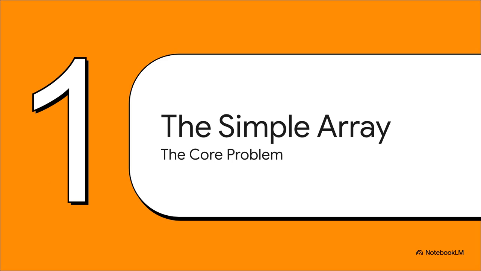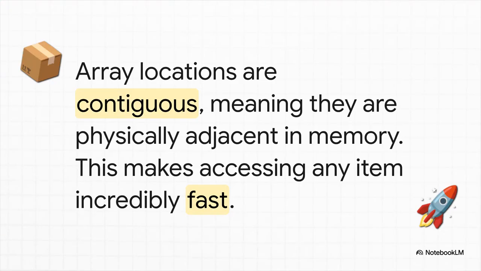To really get why this matters, we have to start with the most basic, most intuitive way you could possibly think of to store a bunch of stuff. This is our first shot at solving the problem, and our tool is the simple array. An array is just beautifully simple. Picture a long row of numbered boxes, all sitting right next to each other inside the computer's memory. This is what we call contiguous memory. If you want the item in box number 5, you just go straight to box number 5. No searching, no fuss. Access is incredibly fast.